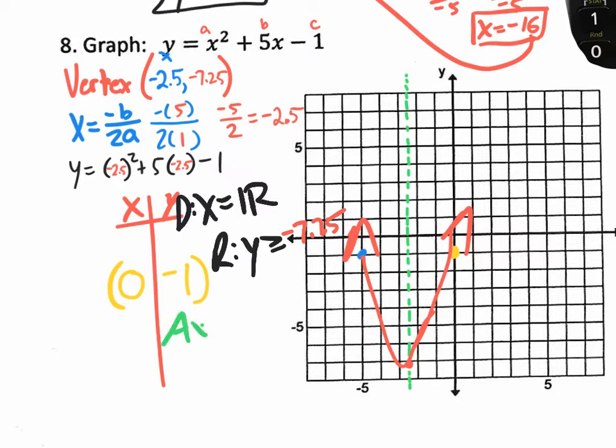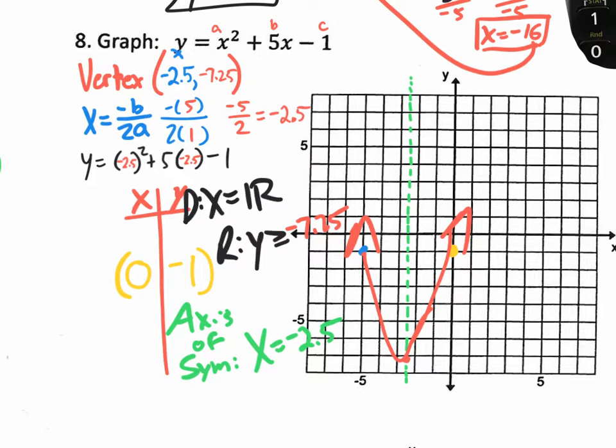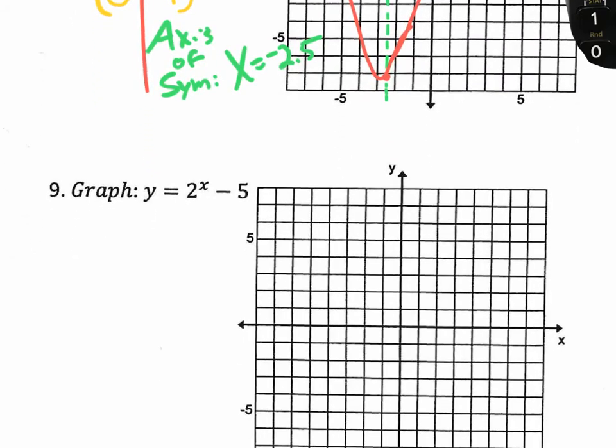How about the axis of symmetry equation? That's always x equals the x value of your vertex. What's the x value of your vertex? Negative 2.5. Okay? Keep that in mind, because they will be asking questions like that on the test. And of course, the y-intercept, we calculated that to find out the other point. So that's all you could ask about parabolas. Let's move on to number 9.